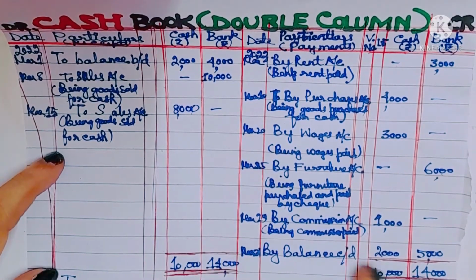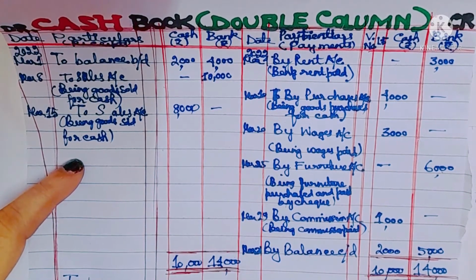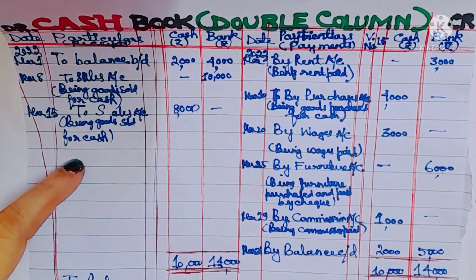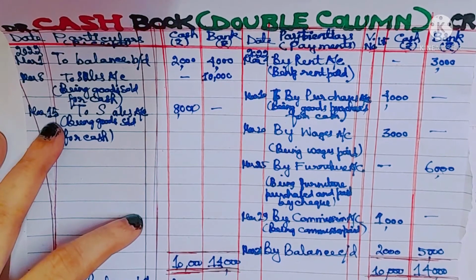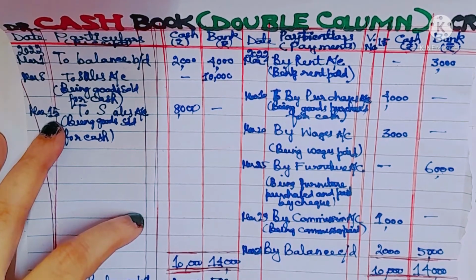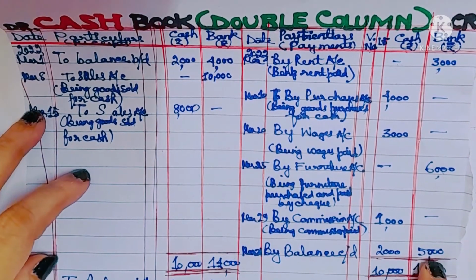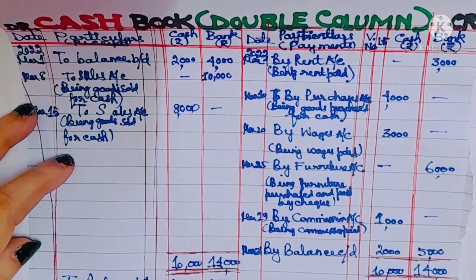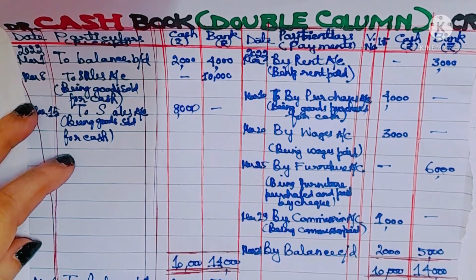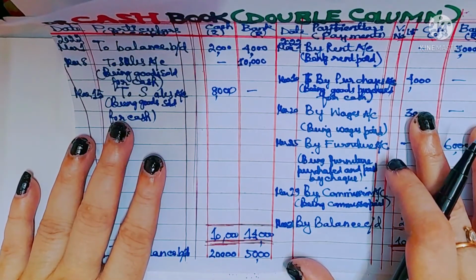This by balance c/d will be brought down on the opposite side beneath the debit total as to balance b/d, 2,000 in the cash column and 5,000 in the bank column, because this closing cash in hand and closing cash at bank will become the opening cash in hand and opening cash at bank, and the day will be the next day, April 1st. Okay, I hope you understood.